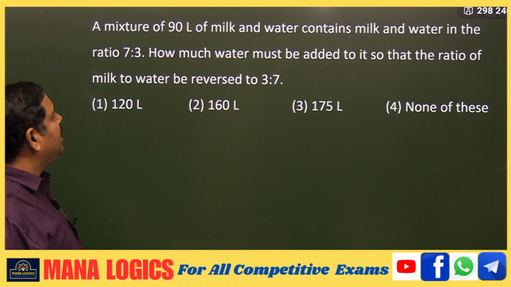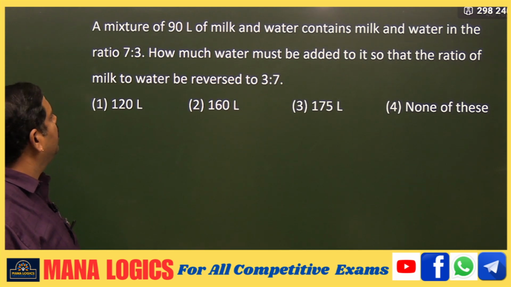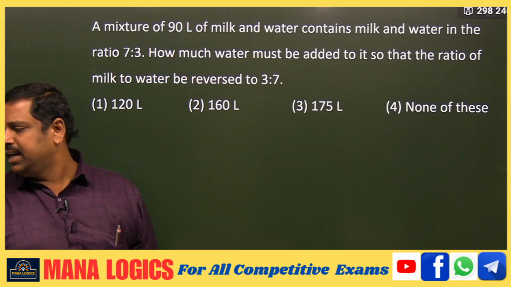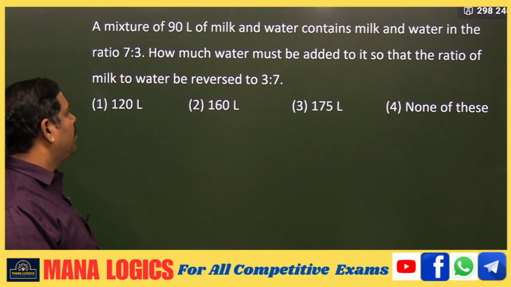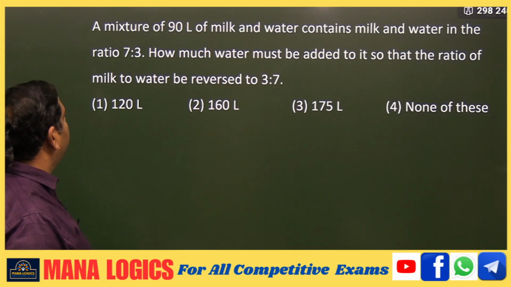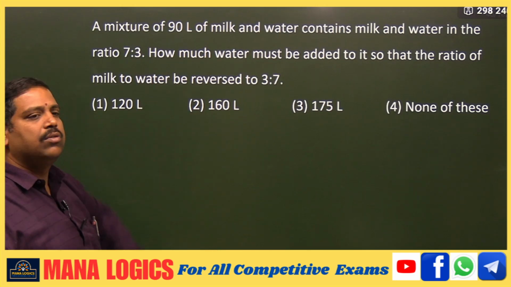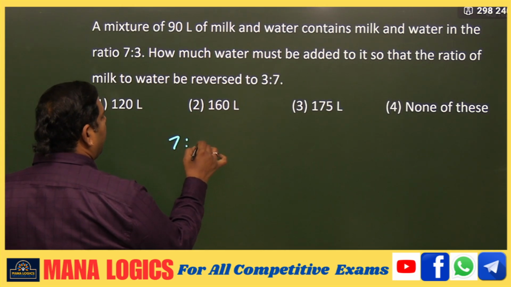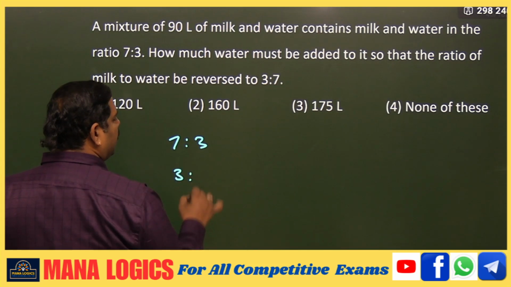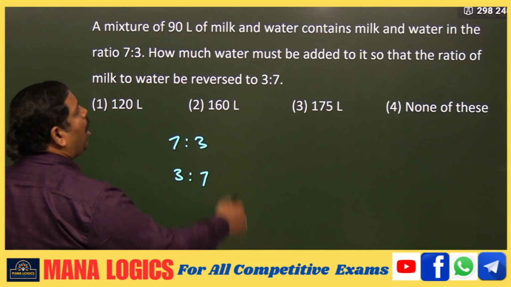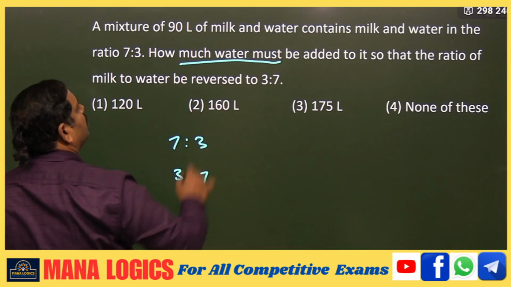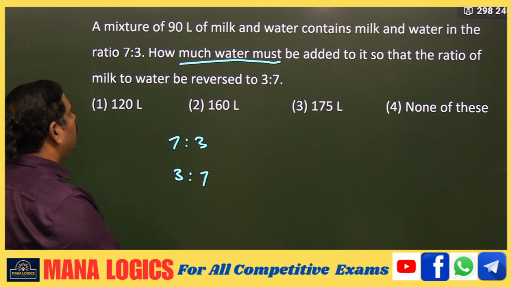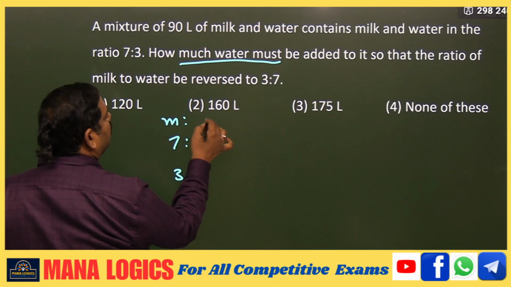A mixture of 90 liters of milk and water contains milk and water in the ratio 7:3. How much water must be added so that the ratio of milk to water is reversed to 3:7? Initially 7:3, finally 3:7. Which one are you adding? Water. So you are adding water, then milk should be constant. So what should I do? I have to equate the milk.